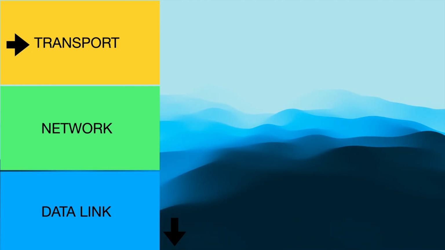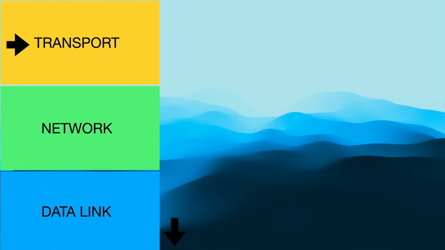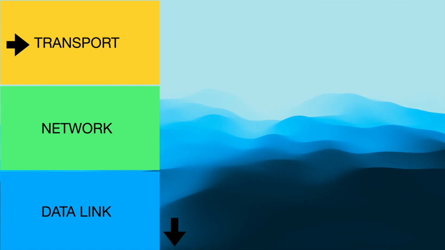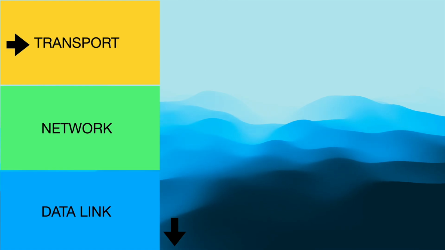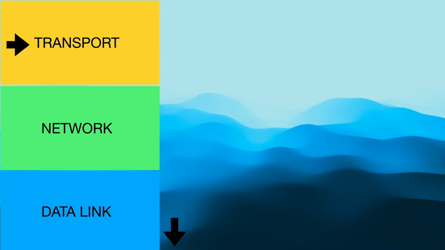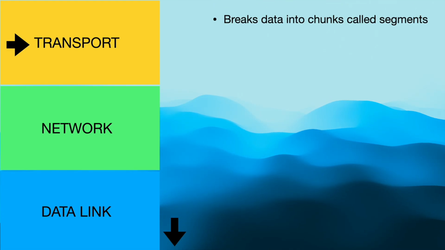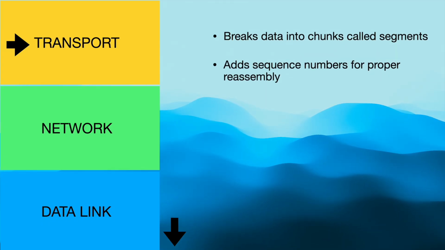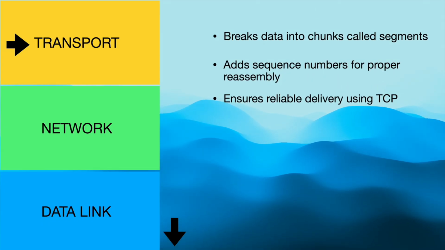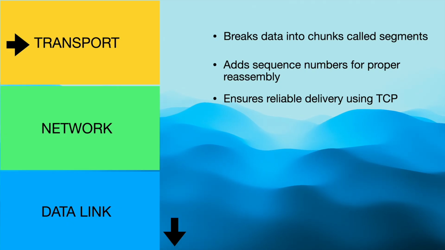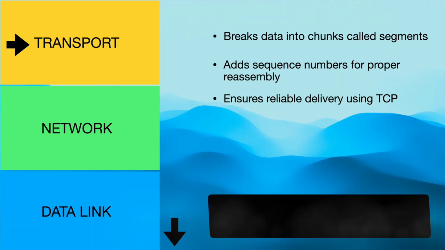Now we hit one of the most important layers, the transport layer. This is where data gets chopped up into segments, given a sequence number, and prepared for delivery. Protocols like TCP handle this, making sure data gets there in the right order, with none missing. It's like putting each page of a book into a numbered envelope before mailing it.